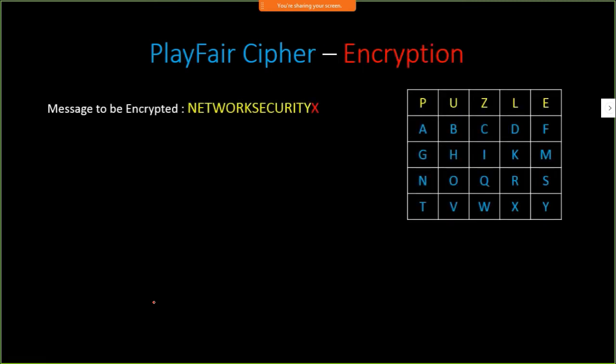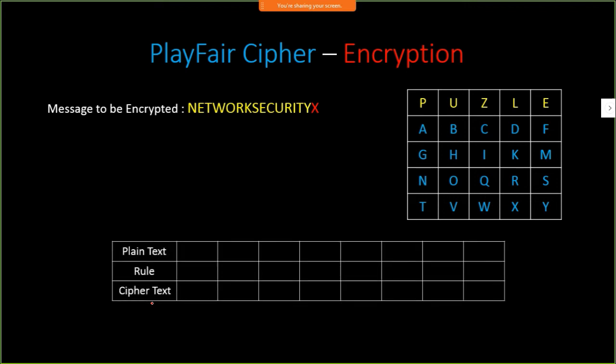So let's have a look at how it works. As we know, the message is network security X. It is separated into two-letter blocks. The first is NE, the second is TW, and the rest are OR, KS, EC, UR, IT, and YX. So what is the rule? NE is the first plaintext block.